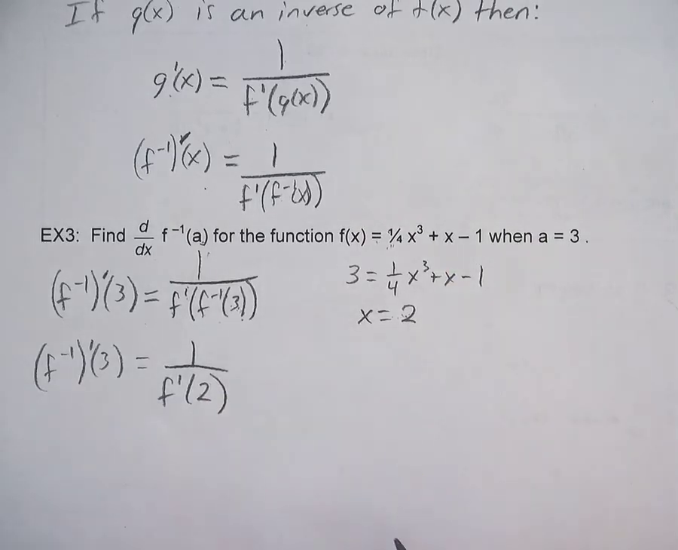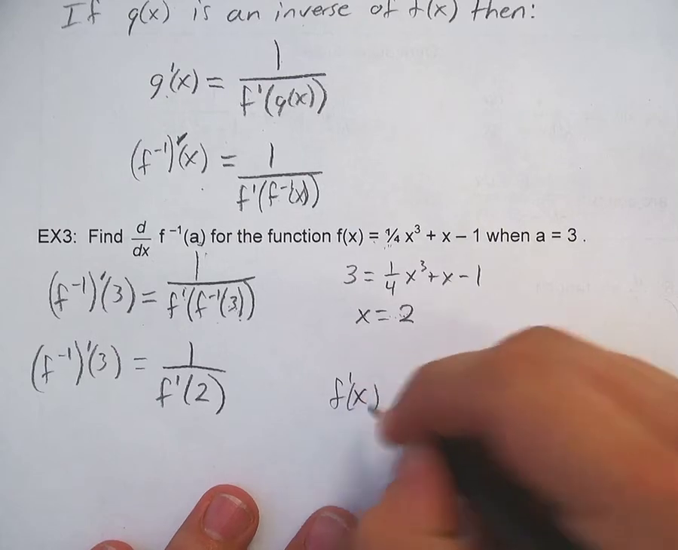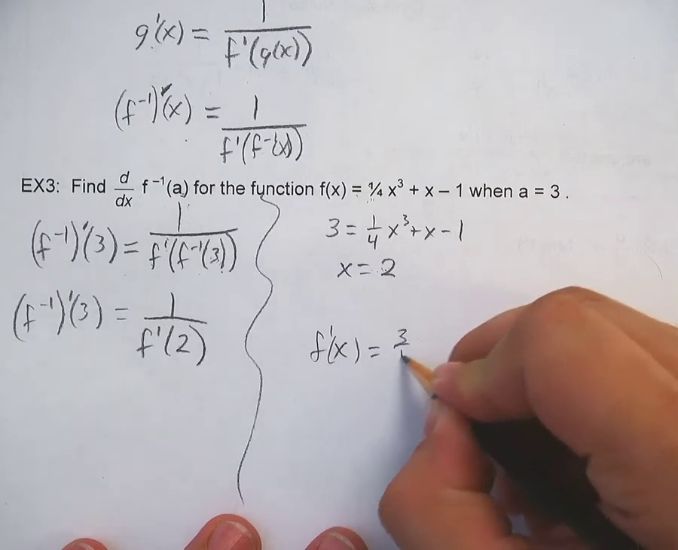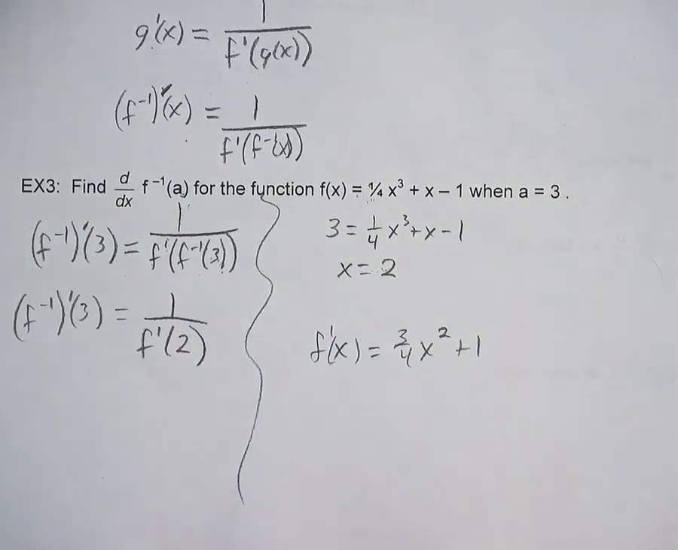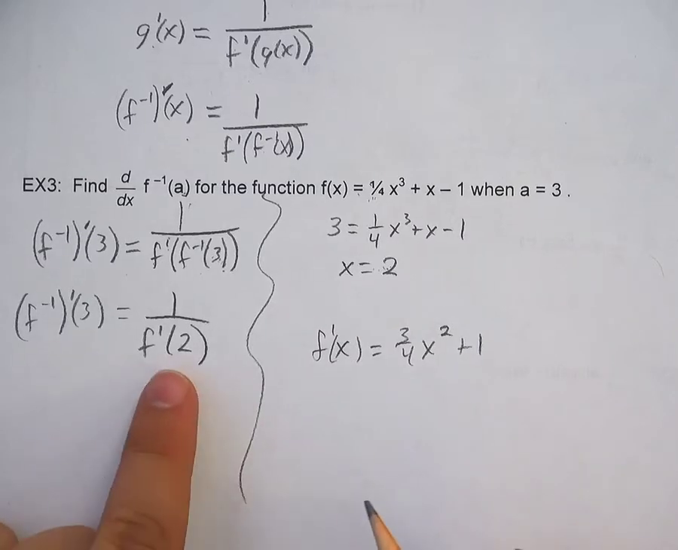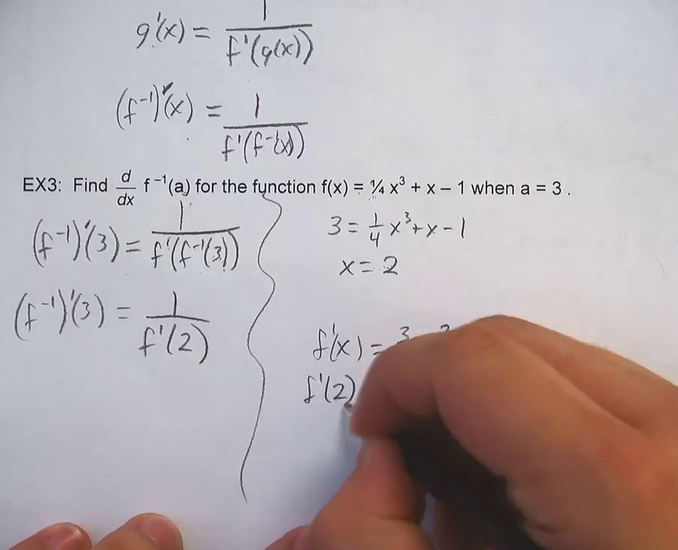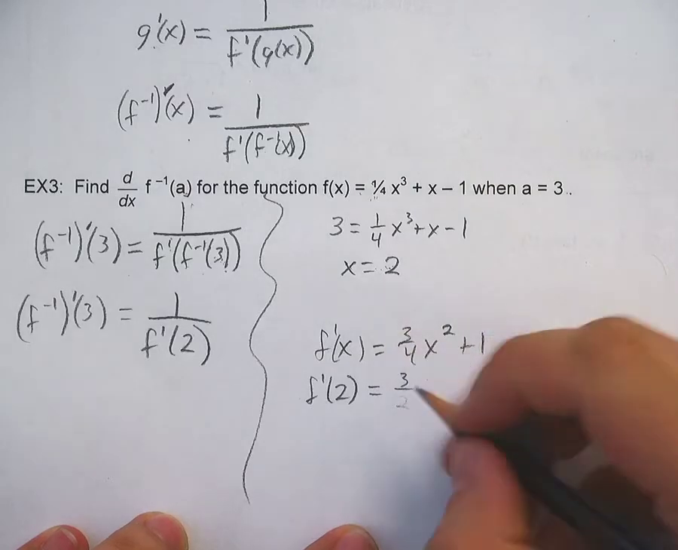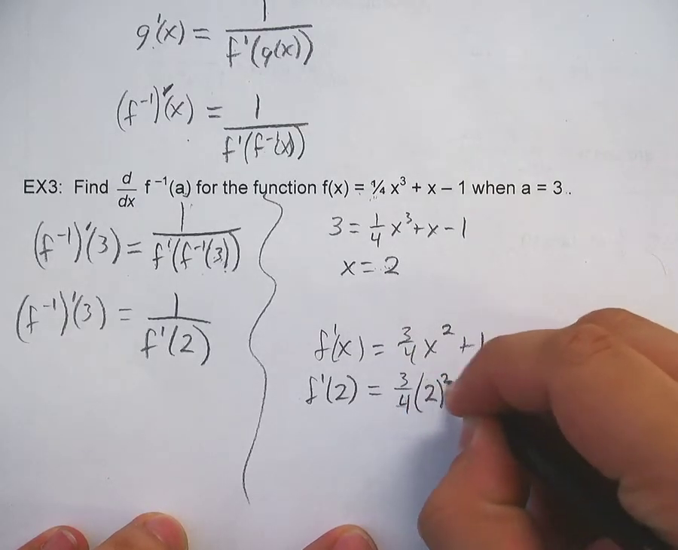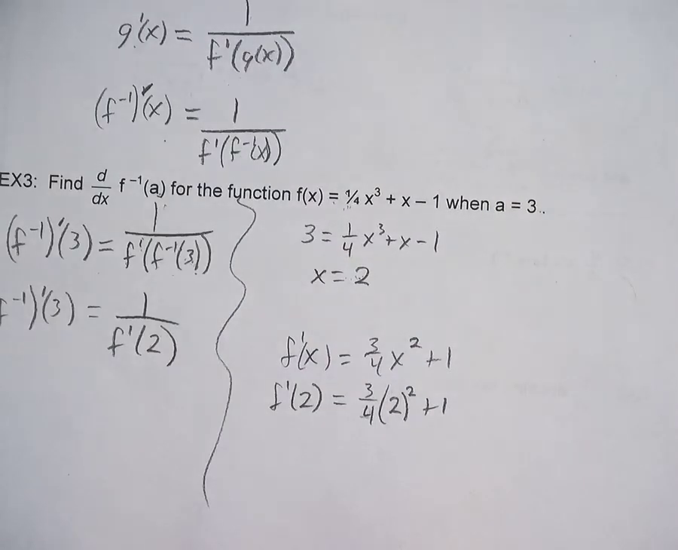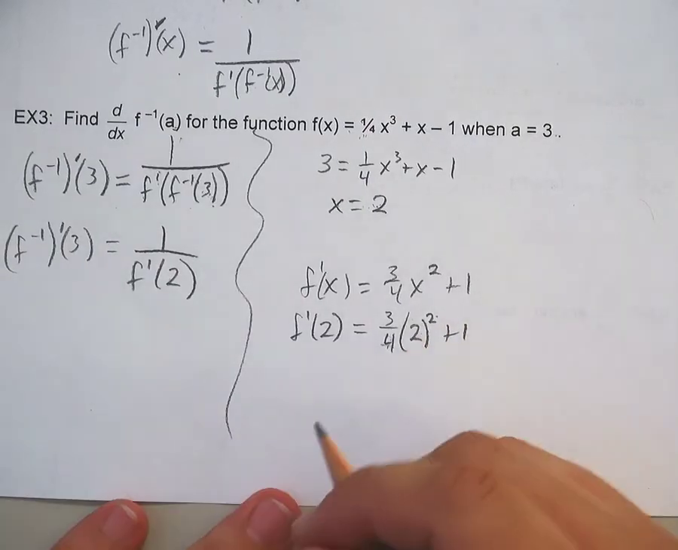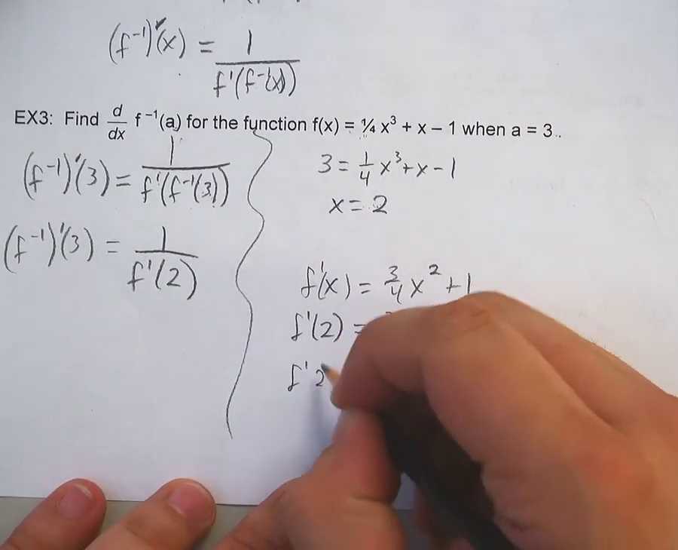Now let's figure out what the derivative is. So f prime of x, this is my work, so let me separate this here. F prime of x is going to be 3/4 x squared plus 1. And we need to find f prime of 2. So 3/4 times 2 squared plus 1. 2 squared is 4. 4 divided by 4 will be nothing, so you've got 3 plus 1. F prime of 2 is 4. So come over here and plug that in.